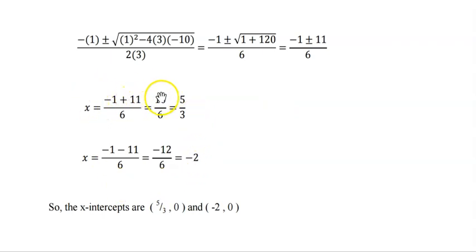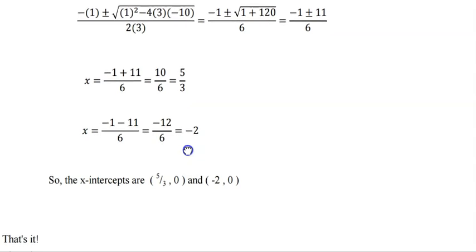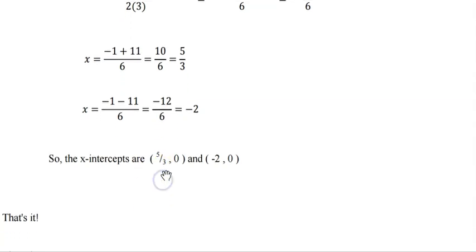Negative 1 plus 11 is 10 over 6. And 10 over 6 can be reduced to 5 over 3 because 10 divided by 2 is 5 and 6 divided by 2 is 3. Now we'll do the minus. Negative 1 minus 11 is negative 12. So we have negative 12 over 6, and negative 12 divided by 6 is negative 2. So these are our x-intercepts, 5 over 3 and negative 2. And so we're going to write them out as coordinates. The x-intercepts are 5 over 3, comma 0, and negative 2, comma 0.